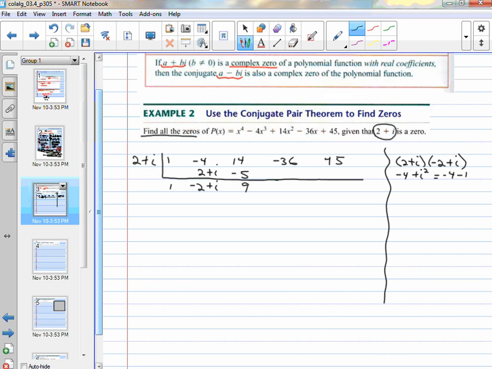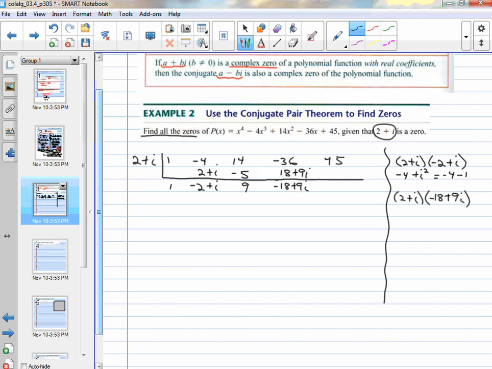Multiply here, well, that'd be 18 plus 9i. If I multiplied those together, put it over here. Now I need to add these together. Well, negative 36 plus 18, that's negative 18 plus 9i. I need to multiply these together. Well, let's do it over here again. 2 plus i, and what was it, a negative 18? Negative 18 plus 9i. You want to be careful.